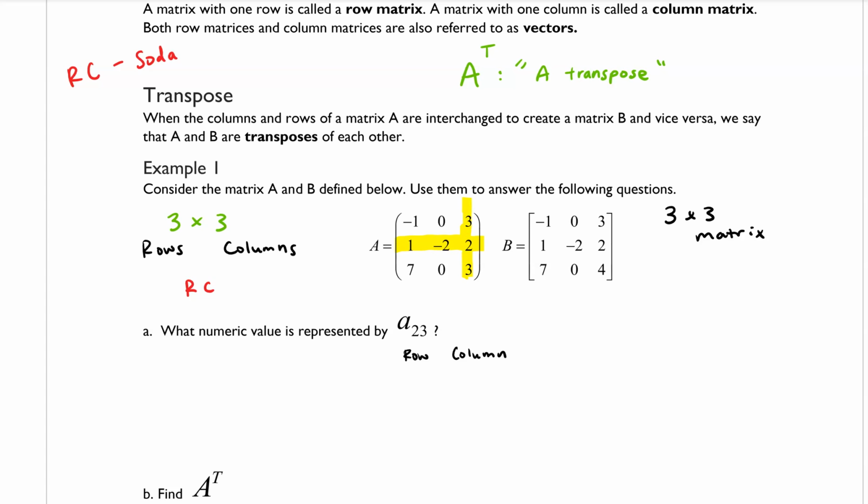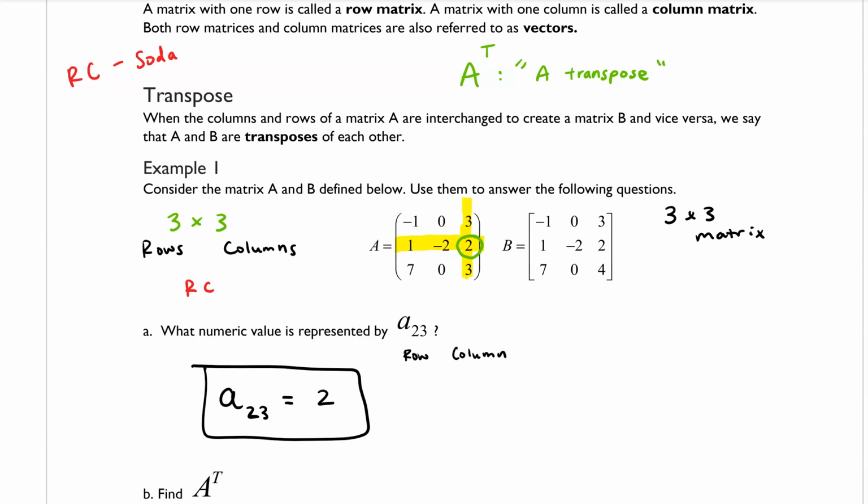And so the element that we are looking for is going to be the 2 there. So we can say that A subscript 2,3 is equal to 2, because that is the value that is in the second row and third column. Okay.